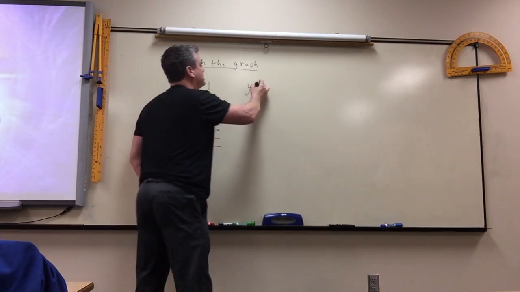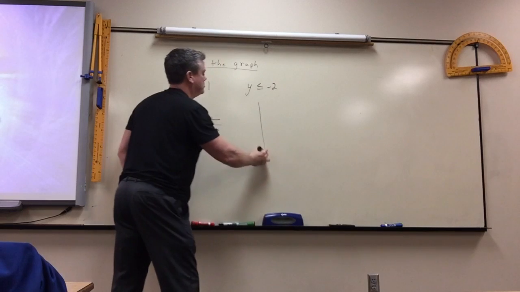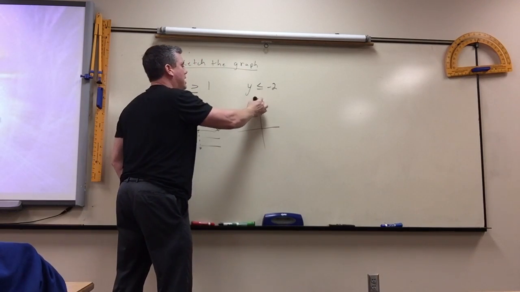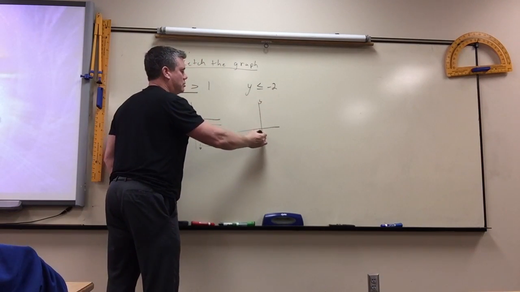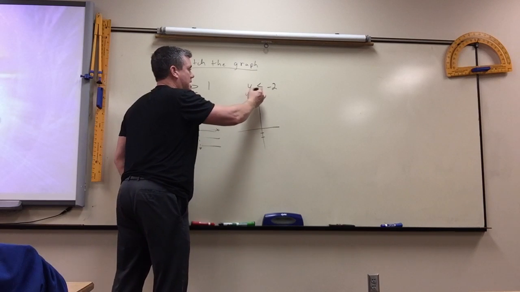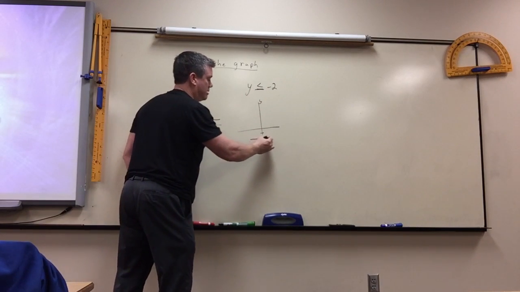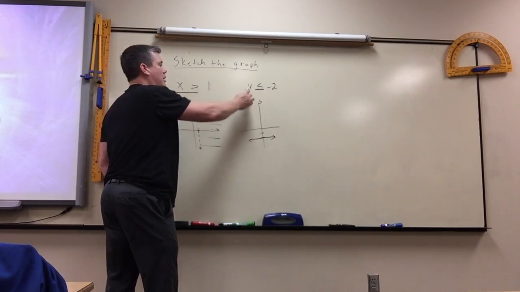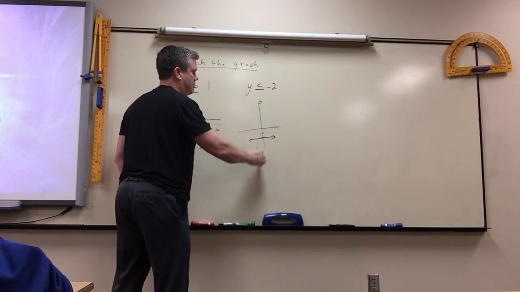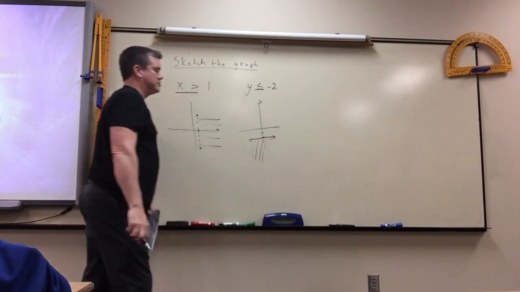If it's a y, it's going to cross the y-axis at -2. This has the equal, so it's a solid line. Y is less than, so that's everything below it.